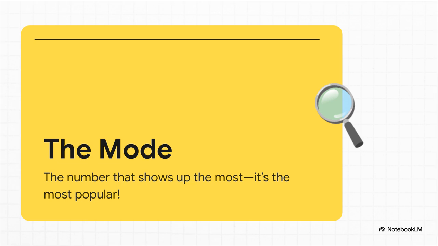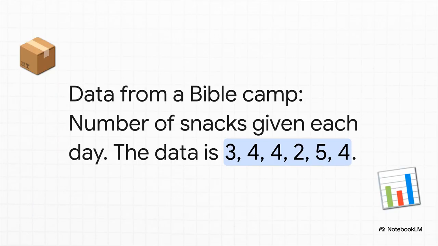If you've got a list of anything, the mode is just the one item that shows up more than all the others. You can just think of it as the winner of a popularity contest that's happening inside your data. So let's use an example straight from this lesson. Imagine you've got a list of how many snacks were given out each day at a camp. The numbers are 3, 4, 4, 2, 5, and 4.